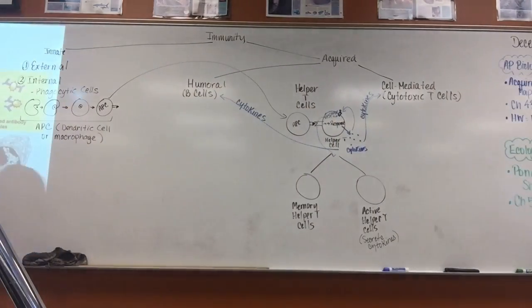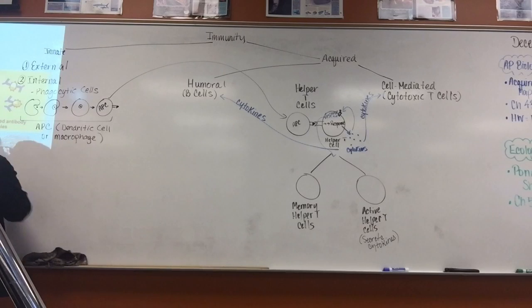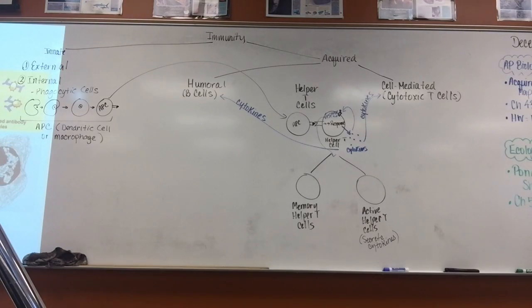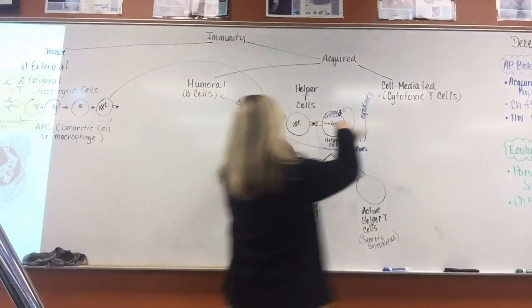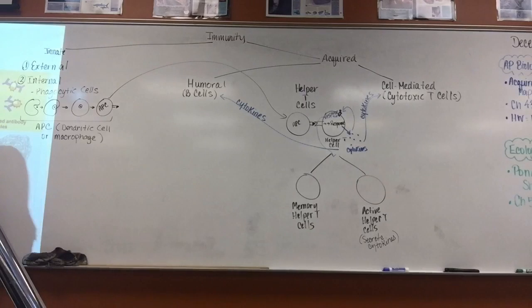This part of the picture right here is what we just drew here. So the antigen-presenting molecule, in this particular case, it's a macrophage. So remember, it could be a dendritic cell or macrophage. So it's presenting the antigen, helper T cell binds to it. Helper T cell goes through this process, releases the cytokines, makes active helper T cells. So that's what we have here, an activated helper T cell. So what is it going to do, this activated helper T cell? It's going to stimulate a B cell.